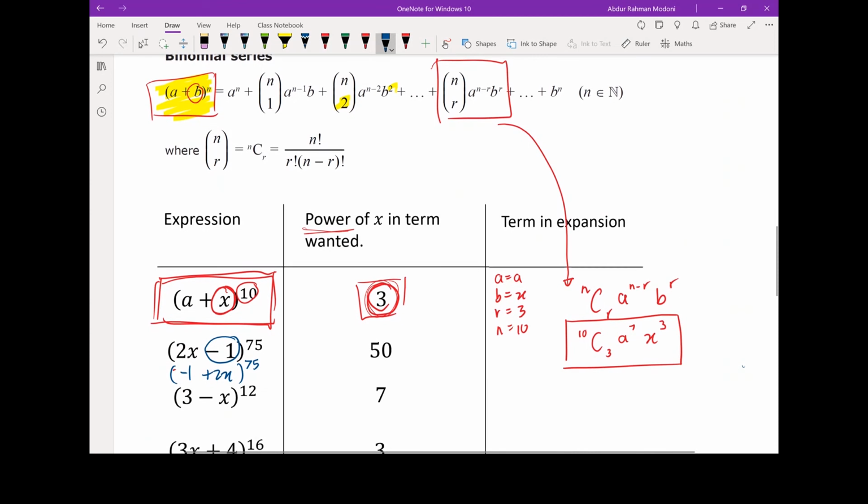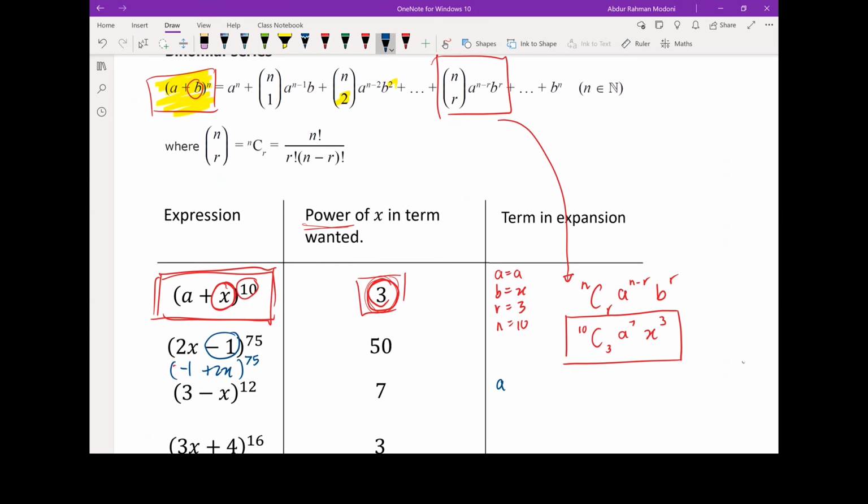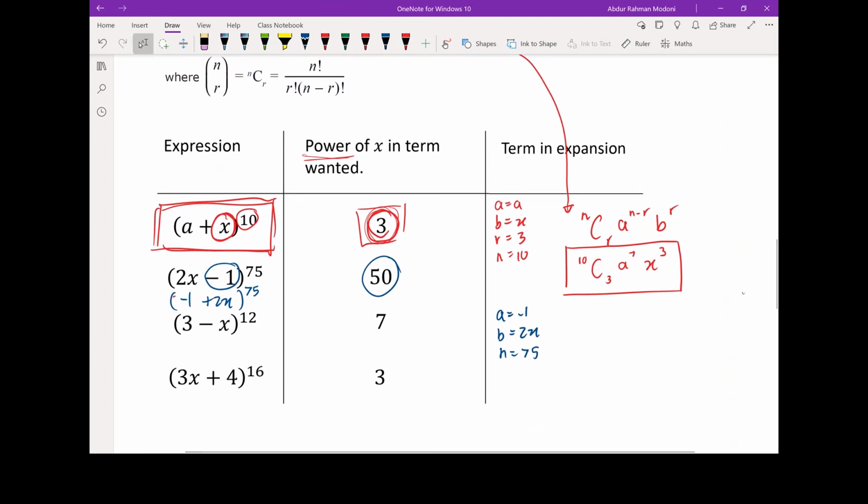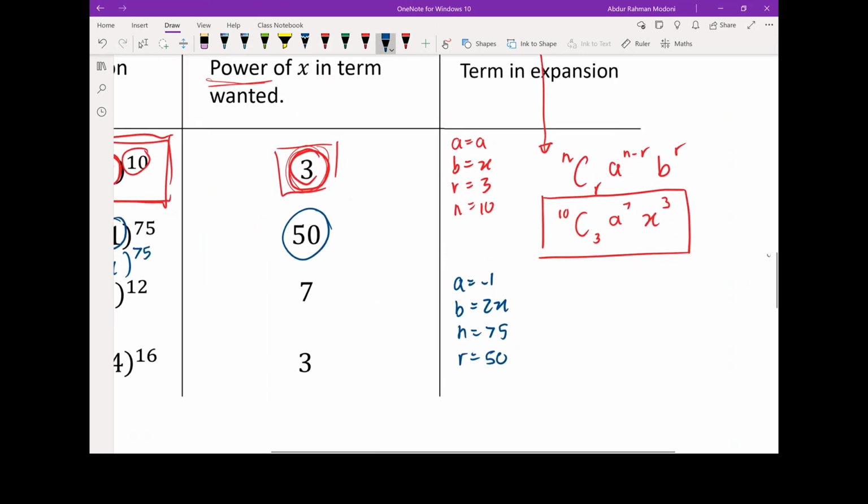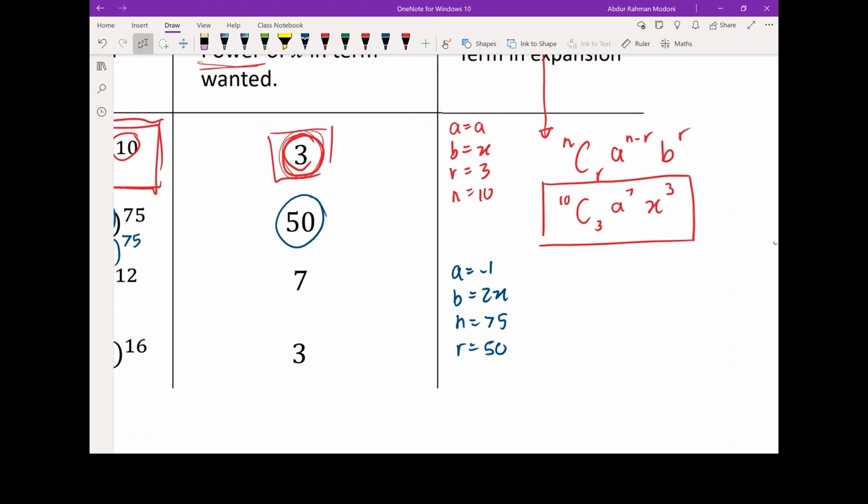So then we can go and compare it to what we had before. A is equal to -1, B is equal to 2x, n is equal to 75, and r is the power of x that we want. And in this particular question, they wanted us to find the power of 50, x to the power of 50. So we can write r is equal to 50. So then we can go and use our general term from the binomial expansion, which is nCr a to the power of n minus r and b to the power of r.